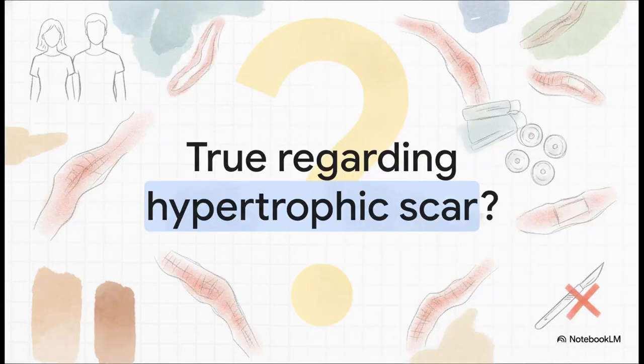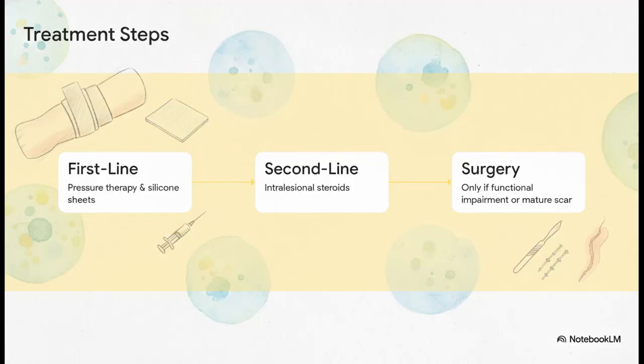Question 26. Which of the following is true regarding a hypertrophic scar? A, response to pressure therapy. B, more common in females. C, more common on the face. D, more common in whites. Or E, always excised. The correct answer is A, it responds to pressure therapy.